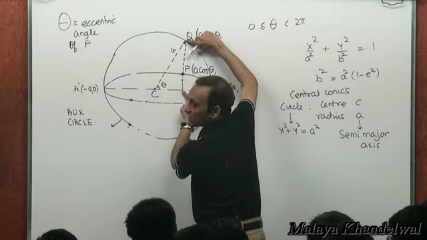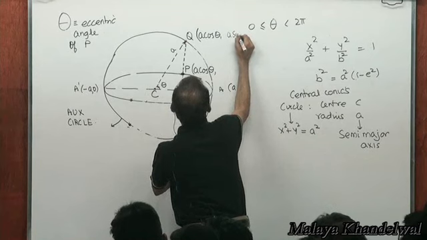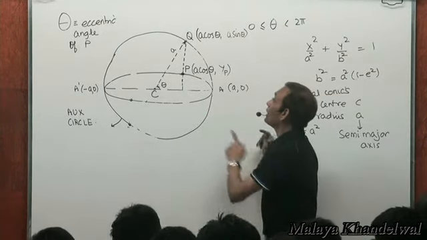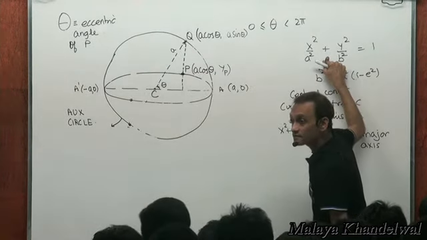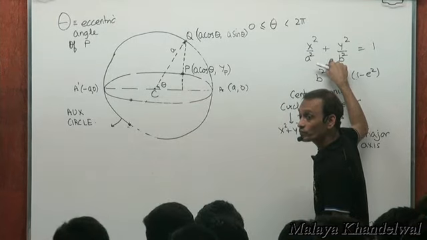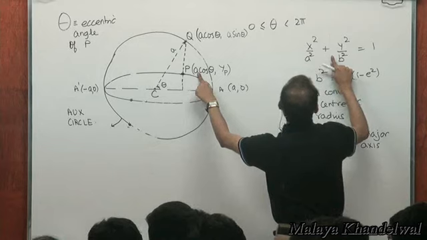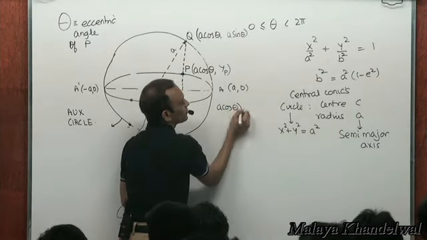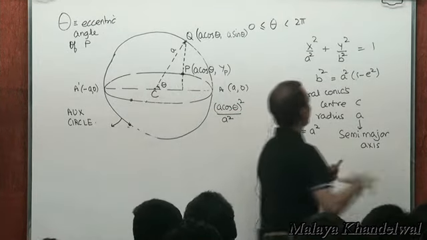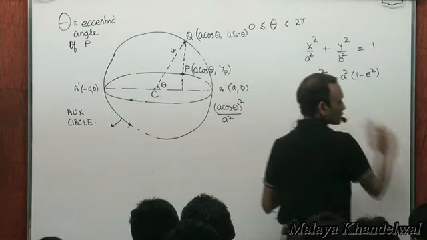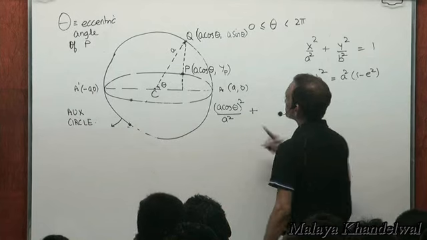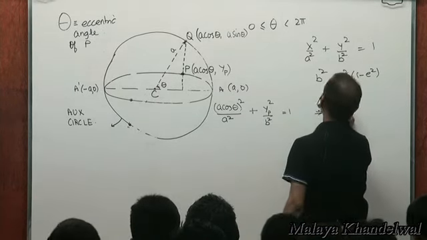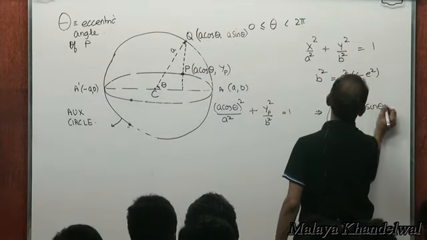Now, the y coordinate of Q would be A sin theta, isn't it? I want to figure out the y coordinate of P. Now, this is a point on this ellipse, so this must satisfy the equation of the ellipse. Yes or no? That means I can put x equal to A cos theta and y equal to YP. So if I put x equal to A cos theta here, then I have A cos theta whole squared by A squared plus yp squared by b squared equal to 1, and this would give me very clearly yp as b sin theta.